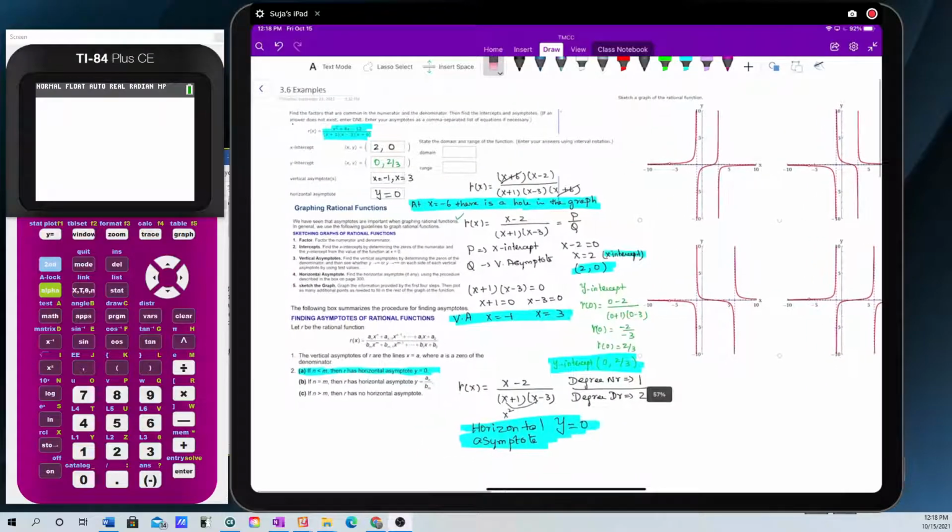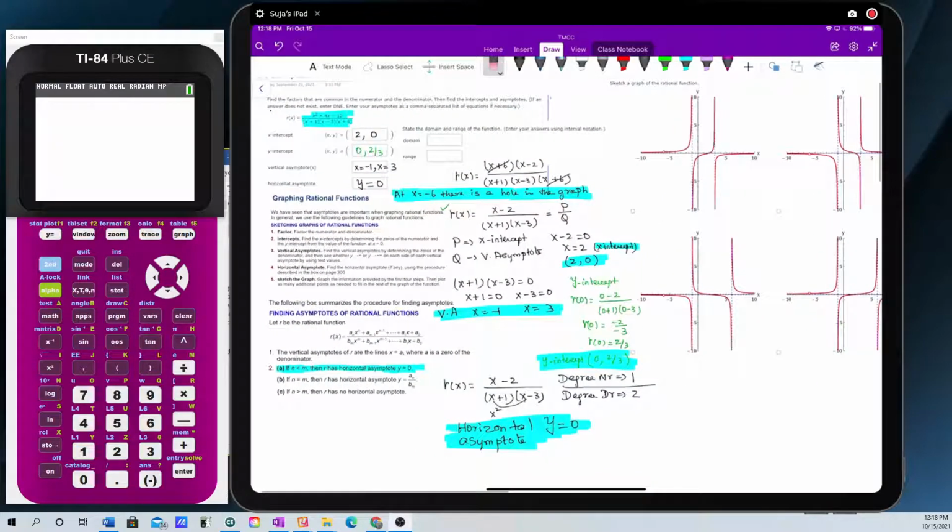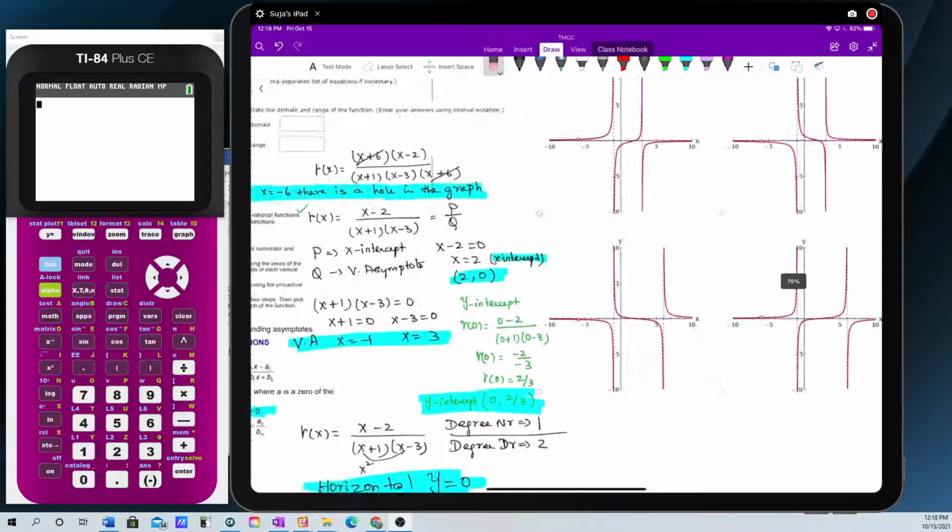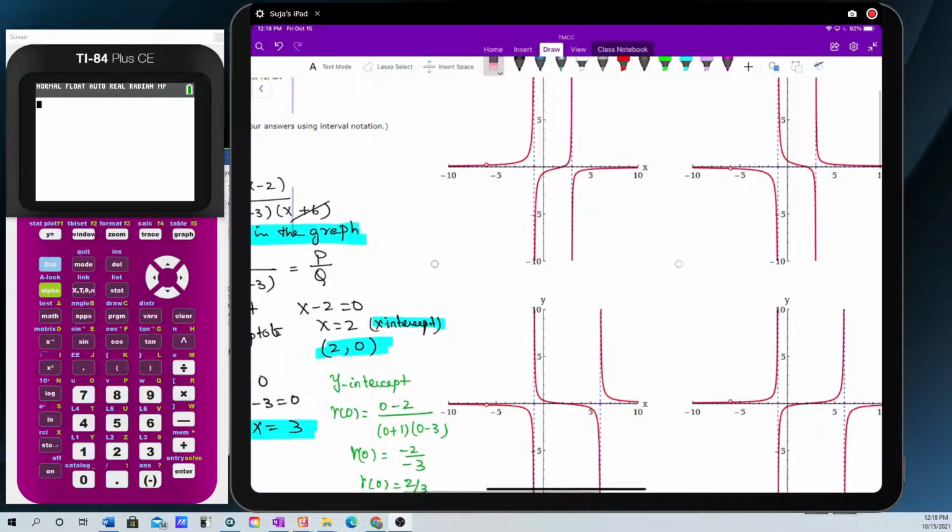Or you know, you can just graph this and look from there, but first we will analyze it and then go. Okay, so then I'll use the calculator to show it. One of the first things I see is the x-intercept (2, 0).